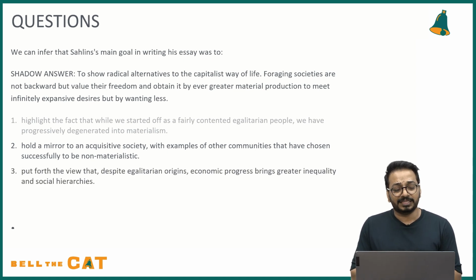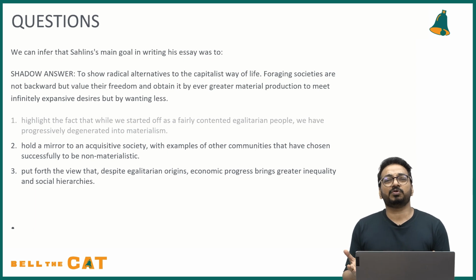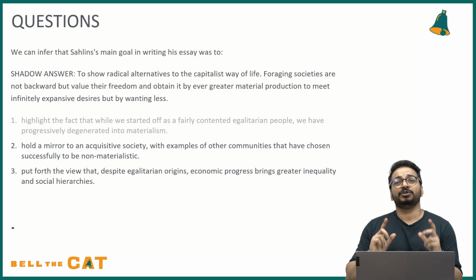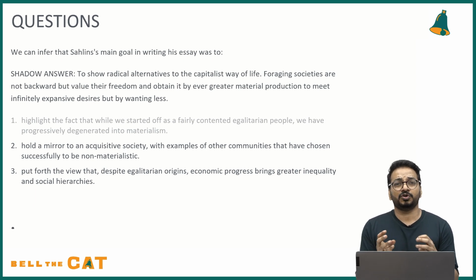Put forth the view that despite egalitarian origins, economic progress brings greater inequality and social hierarchies. So again, is it about inequality anywhere? In these two passages, only with Galbraith's book is there a mention of the word inequality. But in these two paragraphs, it is all about a radical, alternative and different way of life. So the main point is not about inequality. Whenever you are tempted by an option, look at the keywords: radical alternative, different way of life, consciously chosen. Is inequality as a word there in these two paragraphs? No.